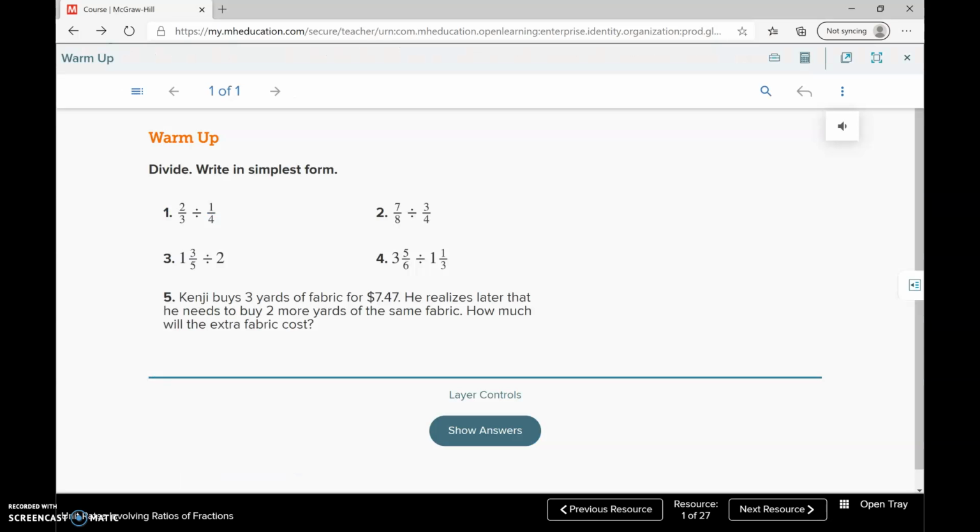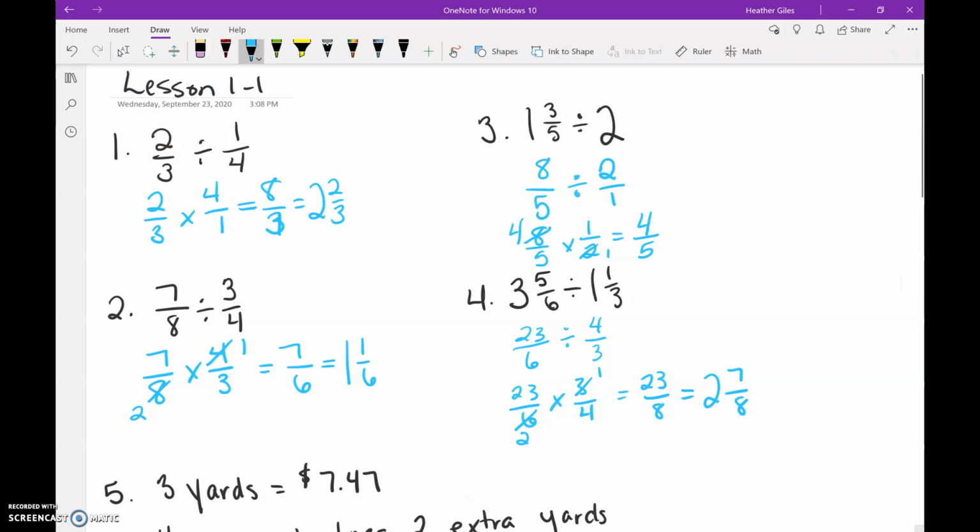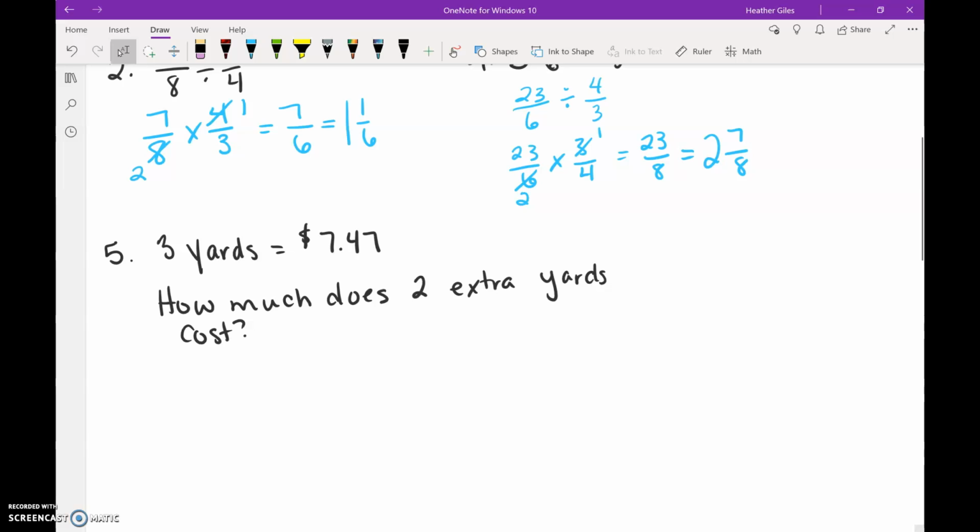Now number 5 was a word problem, so let's look at it. Kenji buys 3 yards of fabric for $7.47. He realizes later that he needs to buy 2 more yards of the same fabric. How much will the extra fabric cost? Well, let's go look. So, if I have 3 yards of fabric at $7.47, how much is 2 more yards going to cost? In order to figure this out, I have to figure out how much 1 yard costs.